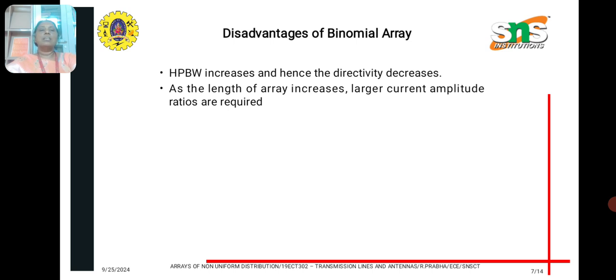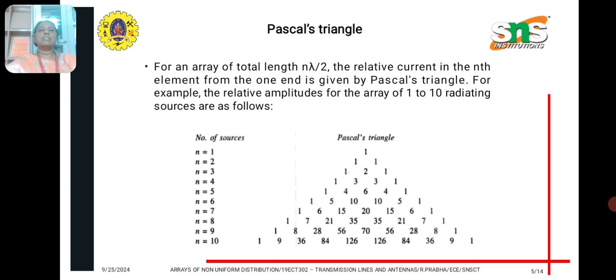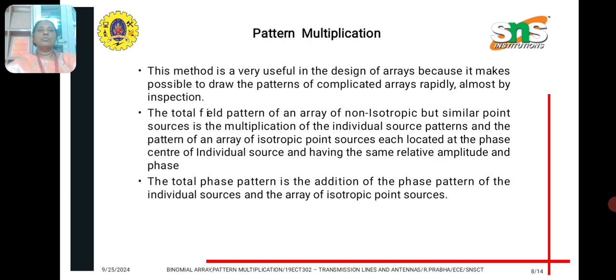Also, as the length of the array increases, a large current amplitude ratio is required. For example, for n equal to 10 in this Pascal's triangle, the first element is 1, the second element current ratio is 9, and the middle element current ratio is 126. So the value is very high. As the array length increases, a large current amplitude ratio is required, which is impractical. So this is about the binomial array.